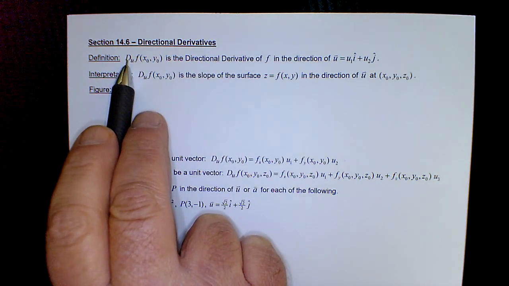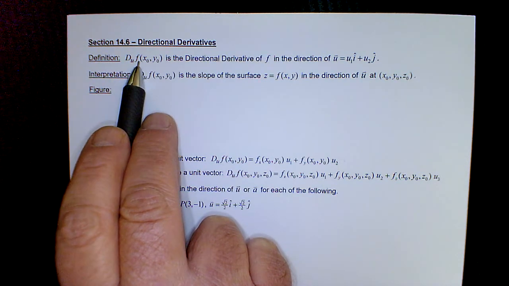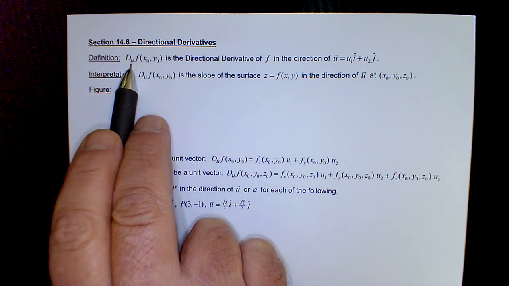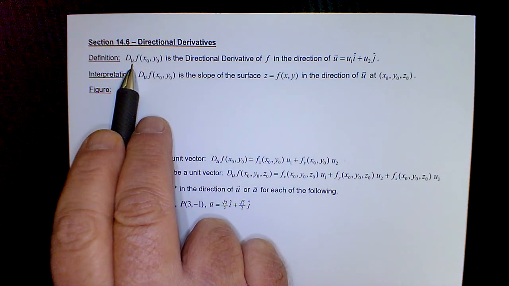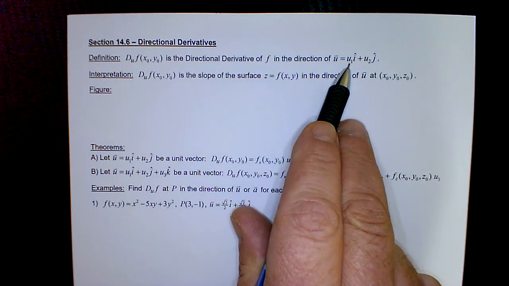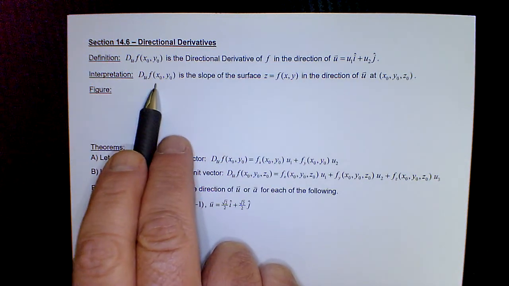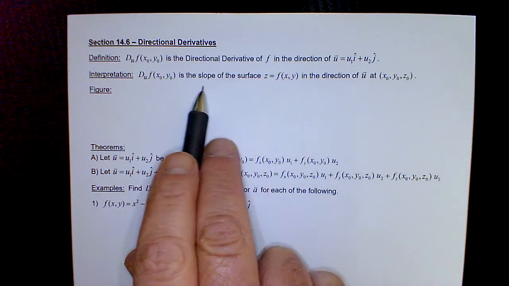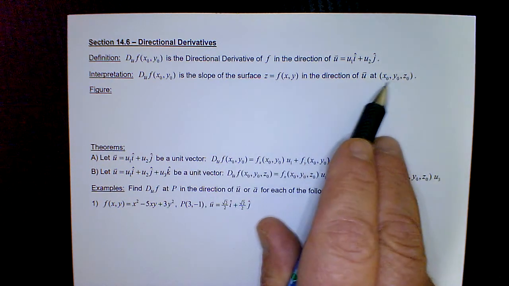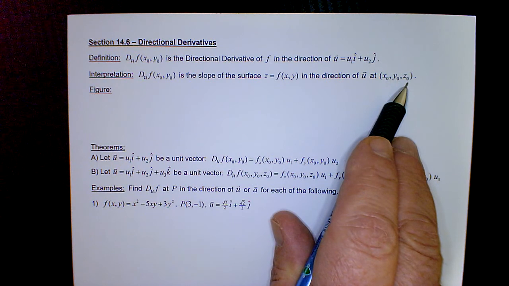Here's the notation. This is read as the directional derivative of the function f at the point x sub 0, y sub 0 in the direction of u. And that's a unit vector, the unit vector given by u1i plus u2j. So the interpretation of what this means is basically the slope of the surface in the direction of u at that point x sub 0, y sub 0, and z sub 0.